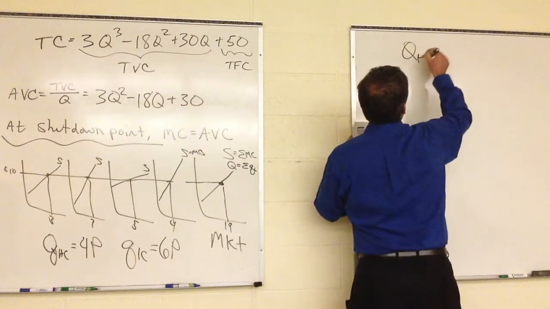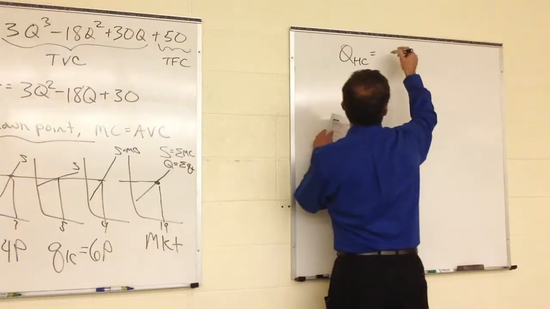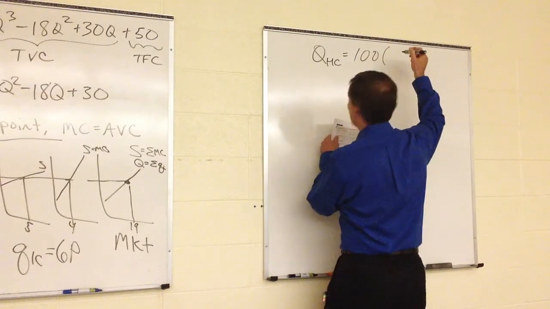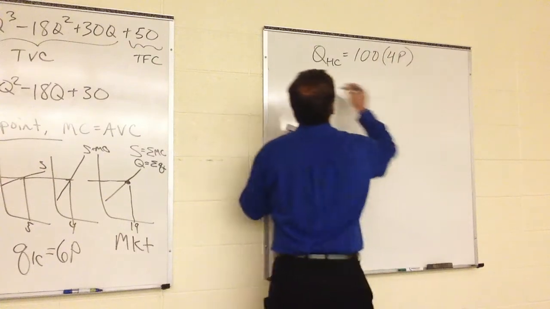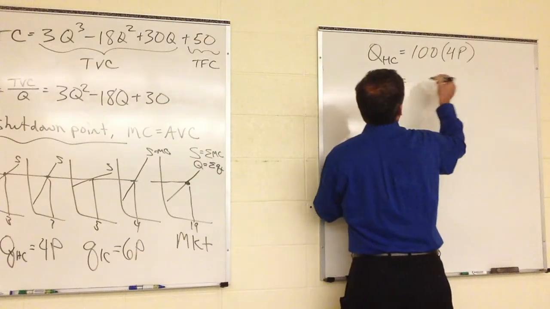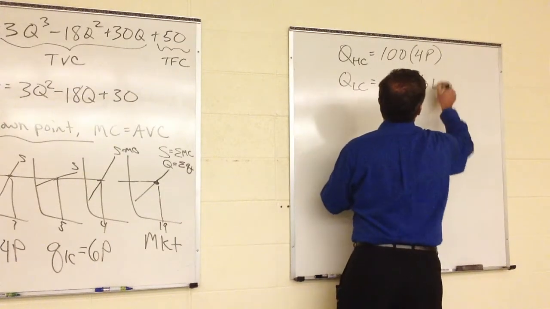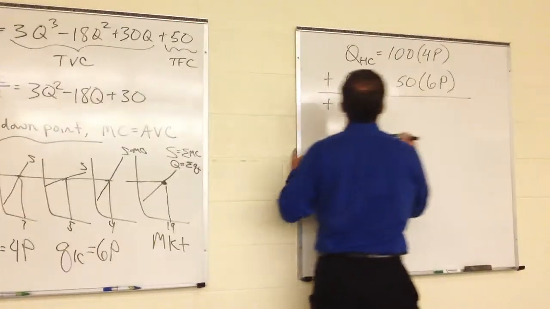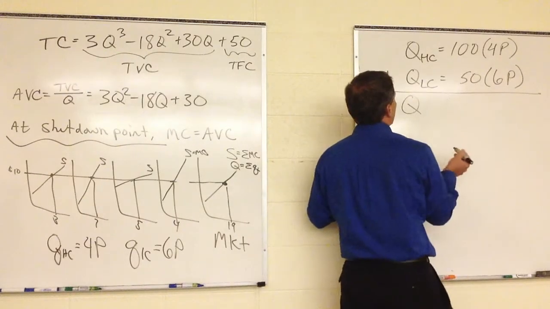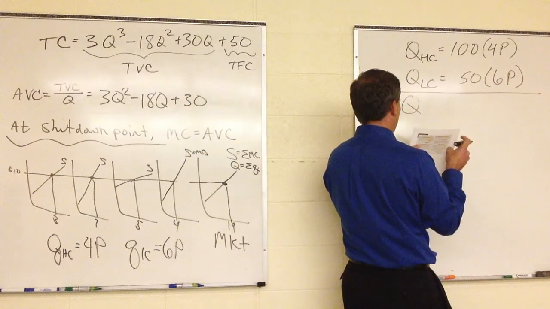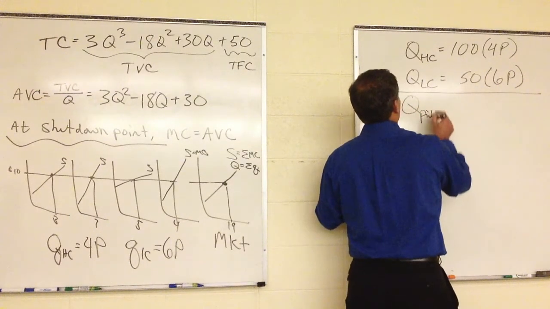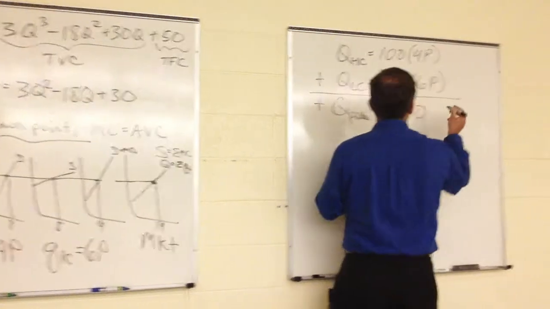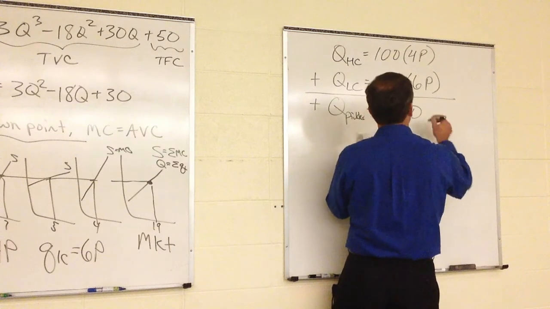All right, so big Q of the high cost equals 100 times 4p, and big Q of the low cost is 50 times 6p. Add those two together to get the whole market quantity, big Q, for our industry, pickles. So the quantity supplied of pickles in the industry is equal to 700p. I'm skipping a few steps, but that's right.